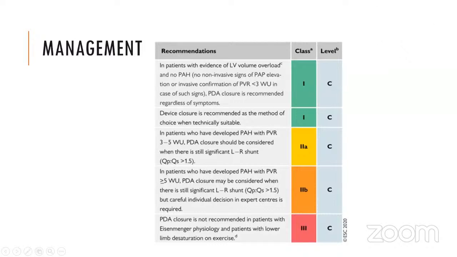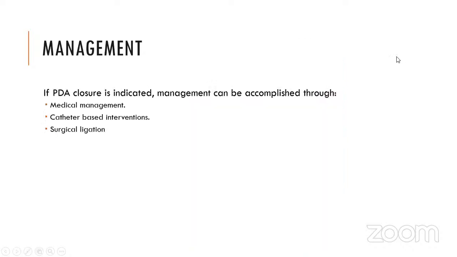Now, with the newer guidelines, there are a few changes. Here, they focus on parameters more. So if there's any LV volume overload without pulmonary arterial hypertension, closure of the PDA is recommended regardless of the symptoms, whether the patient is symptomatic or not. And the main modality of closure is device closure. Now, in patients who have pulmonary arterial hypertension, you look at their pulmonary vascular resistance, whether it's more than 5 or 3 to 5, and depending on that, you'll have different classes of recommendations. If a patient with PDA has Eisenmenger physiology, it's not recommended to close.